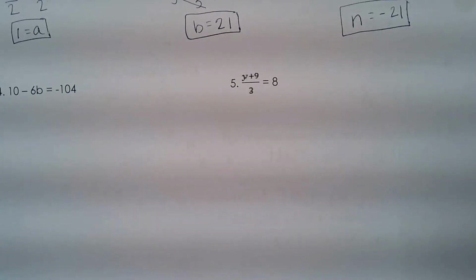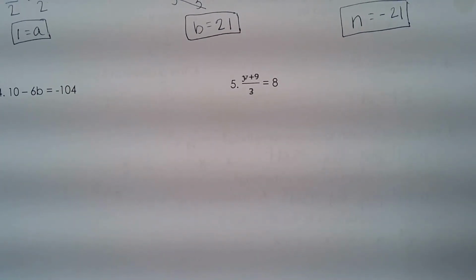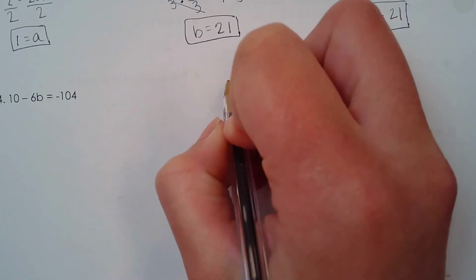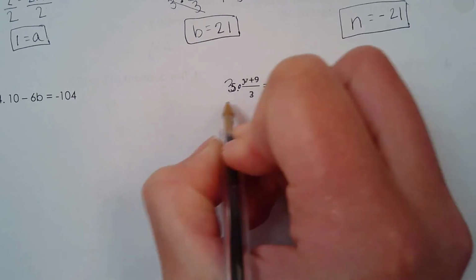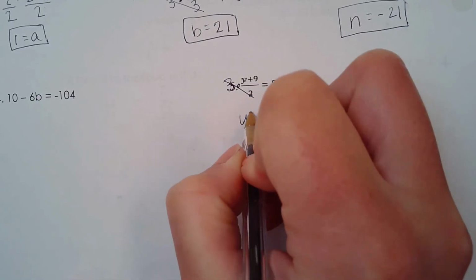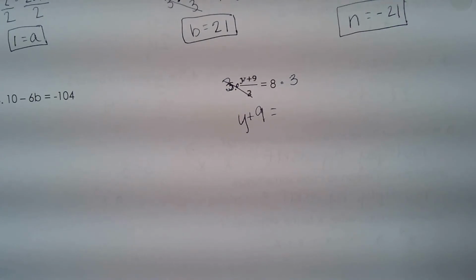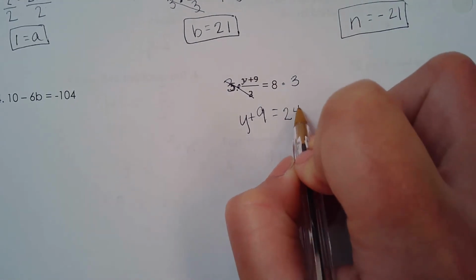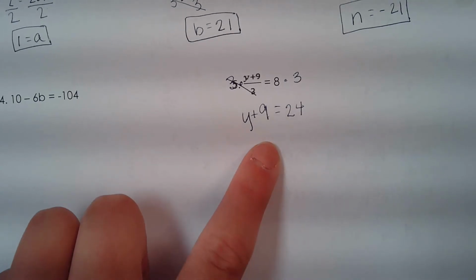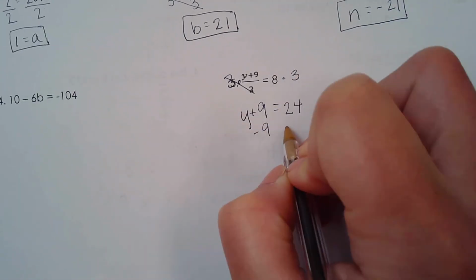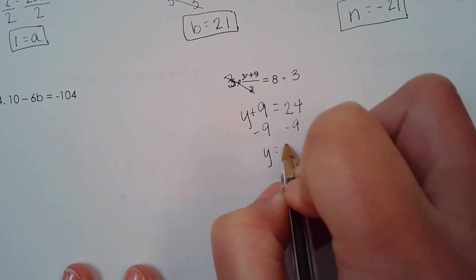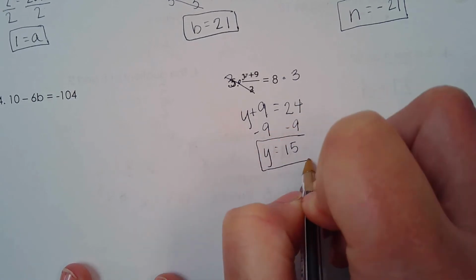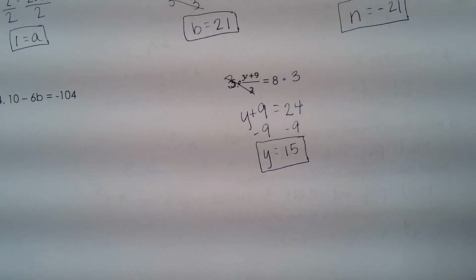So looking at number 5, what's going on there? Everything is being divided. So what do you have to do first? Multiply. And what are we going to multiply by? 3, because that's what's in your denominator. Times 3. So that y plus 9 will drop down. And what's 8 times 3? 24. From there we have to minus 9 to get that y by itself. So y equals 15, and we're all done. Questions?